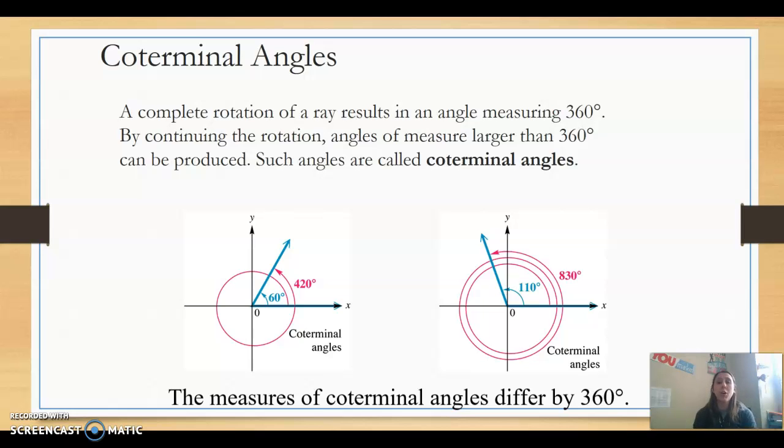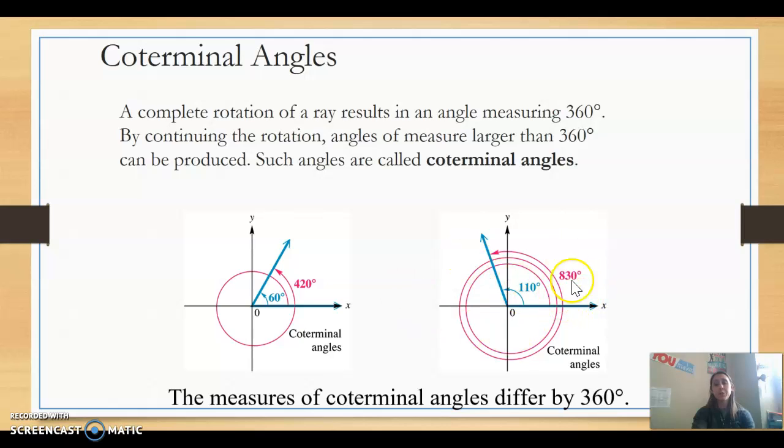These angles are called coterminal angles, meaning that they share the same ray, they just go around the origin more than once. So if we were doing a 420 degree angle, we would start at the initial side and go all the way around, stopping at 360 degrees, and then we would go up 60 more, and that is how we would get 420. That would be the same as starting and only going up 60 degrees. So 60 degrees and 420 degrees are coterminal.